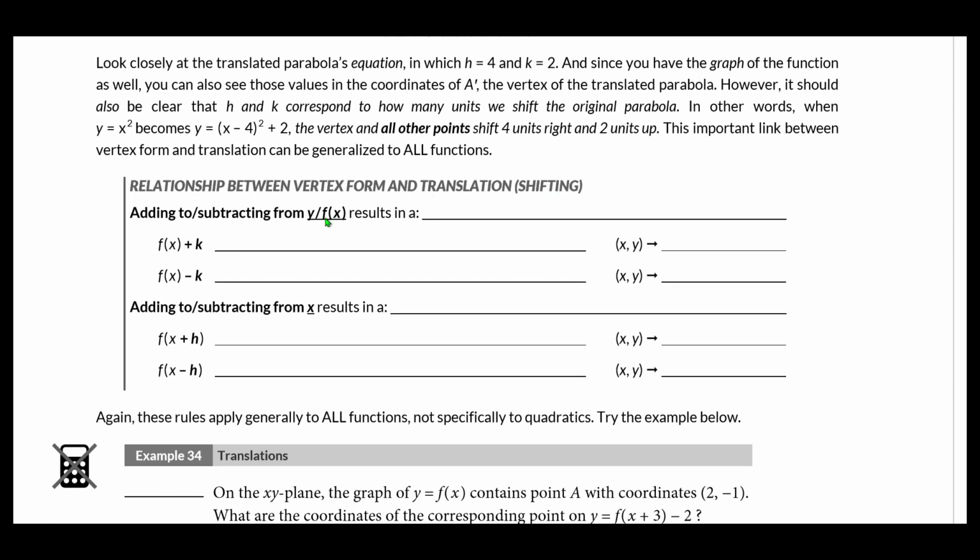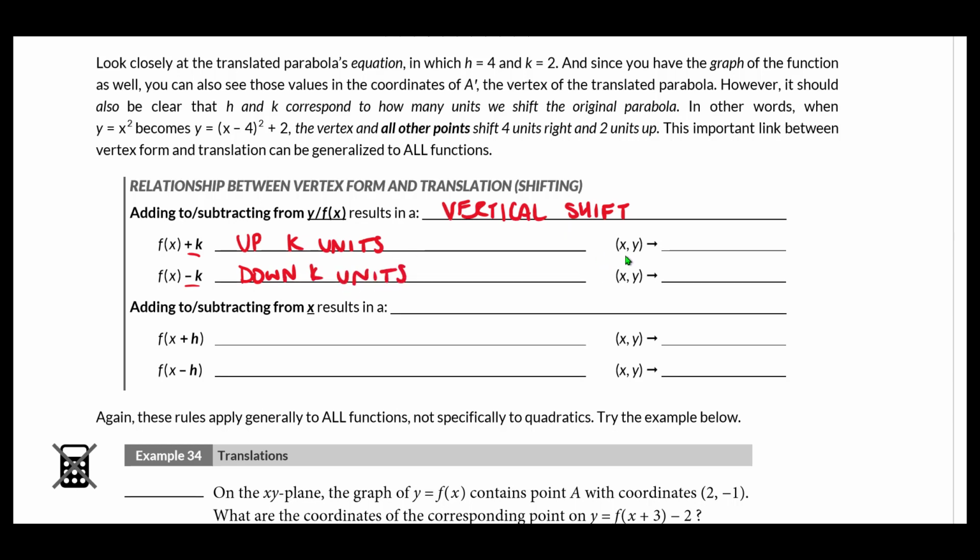So first of all, if we add or subtract a number directly to our y or f of x, in other words, if we take f of x and we add a certain value, in this case k, to it, or subtract a certain value k from it, what we get is a vertical shift. We'll just call it a shift, although that's synonymous with translation. And if we are adding a value, we are going up k units. And if we are subtracting a value, we are going down k units.